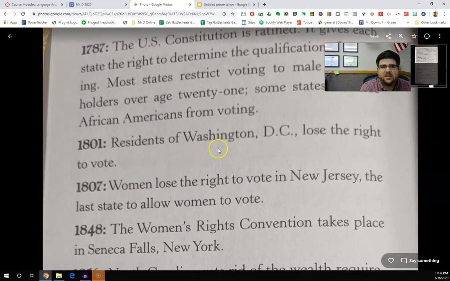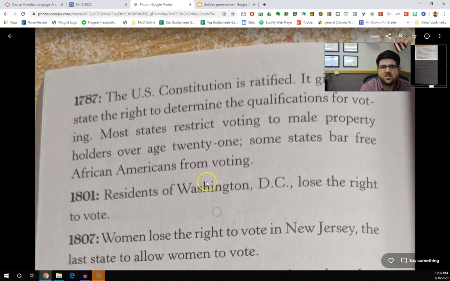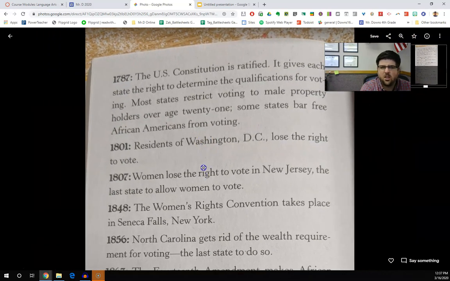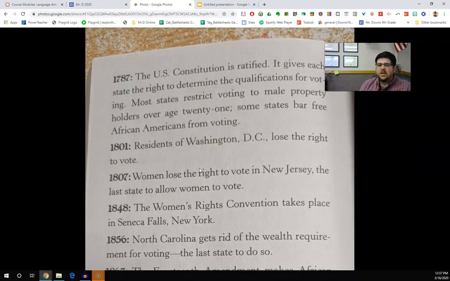In 1787, so about 10 years later, there was the U.S. Constitution, which is like the law of the land. It was ratified, and it gave each state the ability to determine who would vote. And so most states restricted voting to male property owners, property owners meaning someone who owned land. And in order to own land, you have to have money.